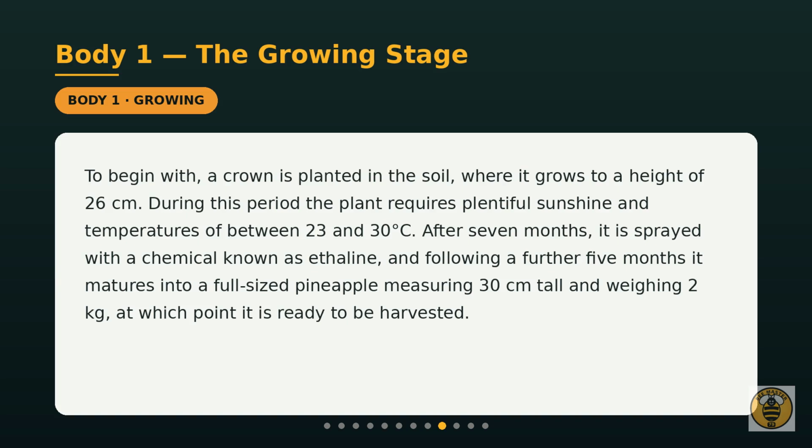Body 1 covers the growing stage. To begin with, a crown is planted in the soil, where it grows to a height of 26 centimeters. During this period, the plant requires plentiful sunshine and temperatures of between 23 and 30 degrees Celsius. After 7 months, it is sprayed with a chemical known as eveline, and following a further 5 months it matures into a full-sized pineapple measuring 30 centimeters tall and weighing 2 kilograms, at which point it is ready to be harvested.